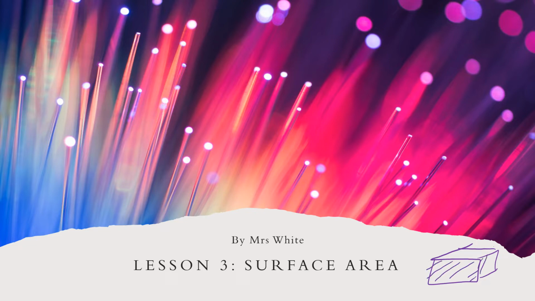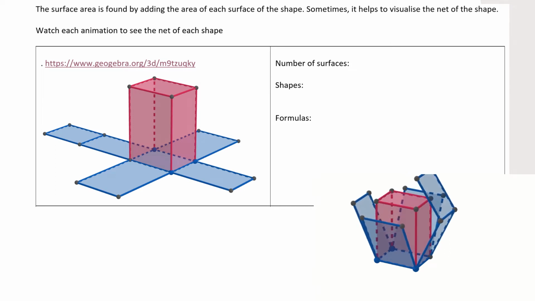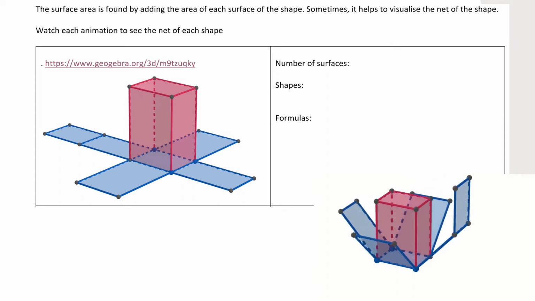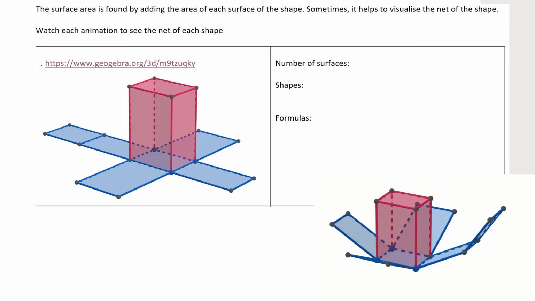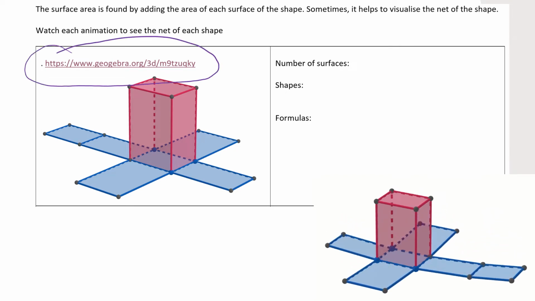So this surface, the side surface, the top surface, as well as the surfaces at the back and the bottom that you can't see. So it's what is the total area that the surface takes up. Okay, so as you can see, we've got a little animation playing at the side. Now this animation comes from this link, which is in your booklets.